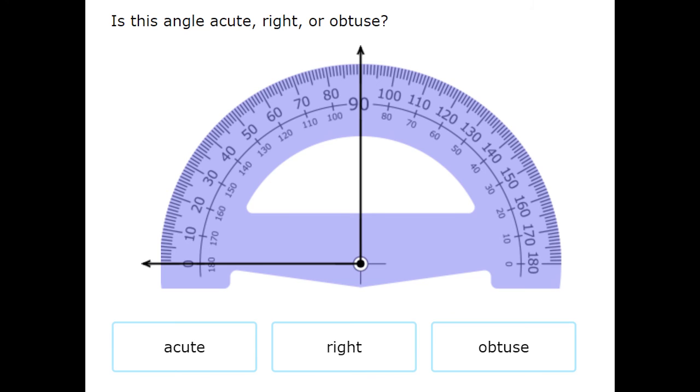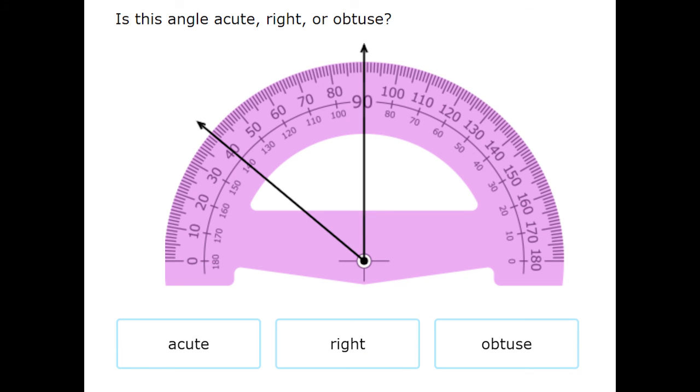Is this angle acute, right, or obtuse? Looking at the bold rays, it is exactly 90 degrees, so it would be a right angle.